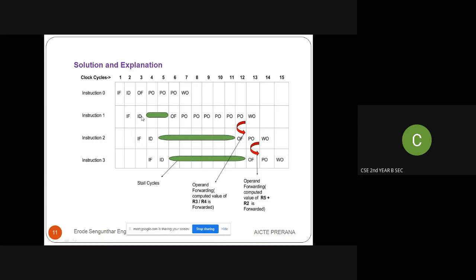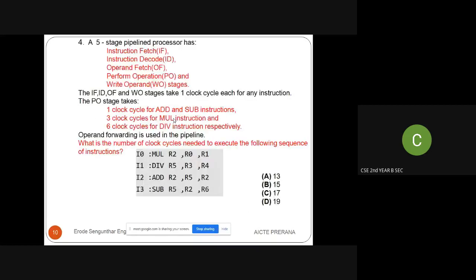So IF, ID. Once the previous PO is in its final state, only then can we introduce the operand fetch. So we are delaying; the green lines indicate the delay, the wait state or delay state. After that we are offering the OF clock cycle.